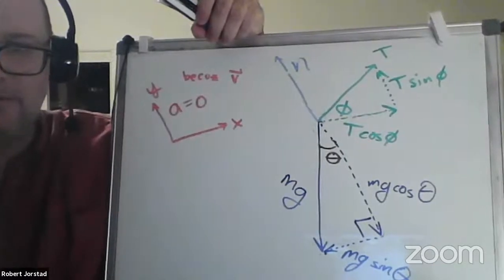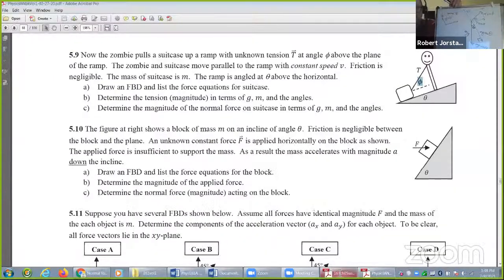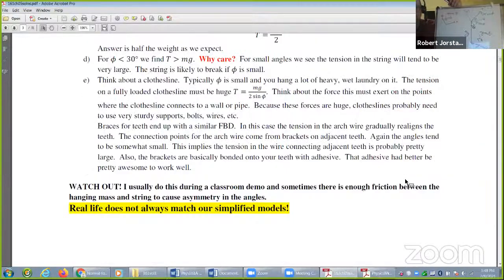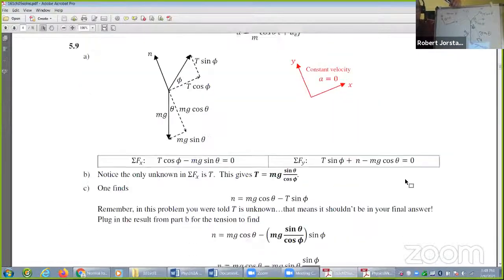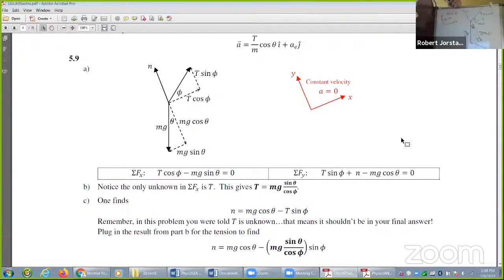At this point, let's go take a look. What problem was that? 5 point something? I think it was this one, right? 5.9? Yeah, thanks. So that's how I got this picture. Is that making some sense?